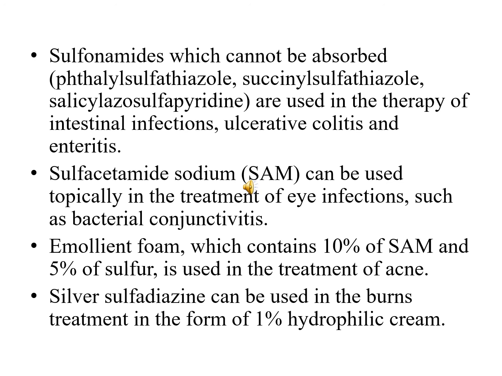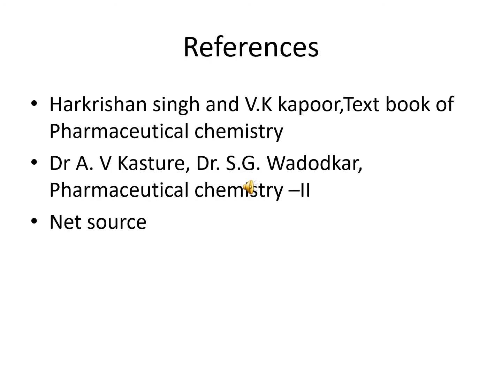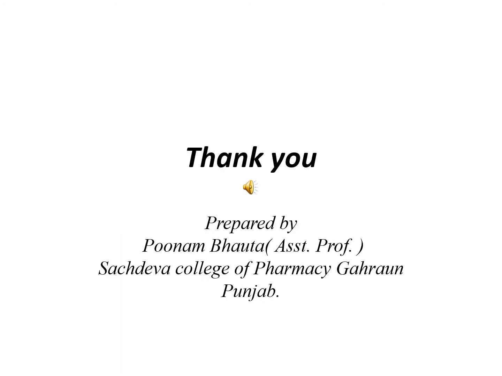Silver sulfadiazine is another important sulfonamide which is used in burn therapy, in the form of a 1% hydrophilic cream. These are the uses of the sulfonamide and the introduction of the sulfonamide. Later on we will discuss these compounds individually, their individual nature, structure, chemical properties, physical properties, and uses in detail. Then comes the references, which are as follows. And thank you.